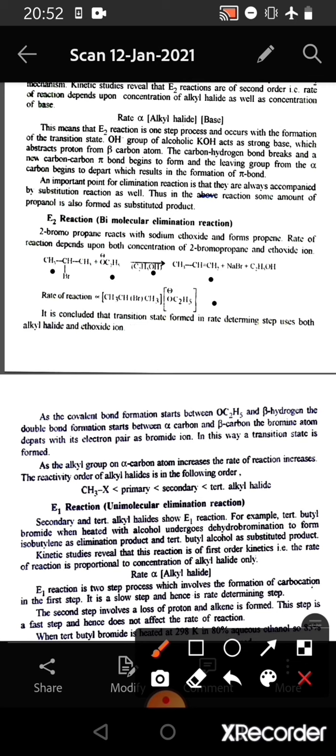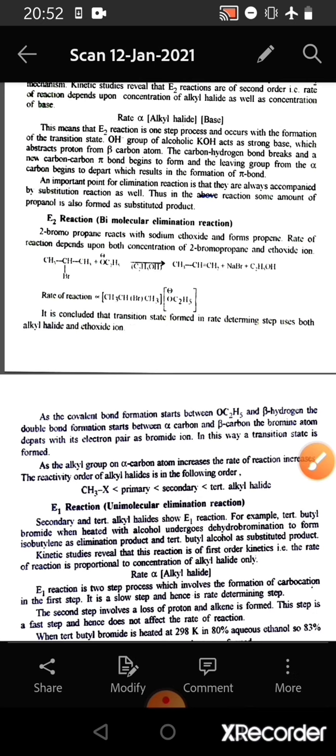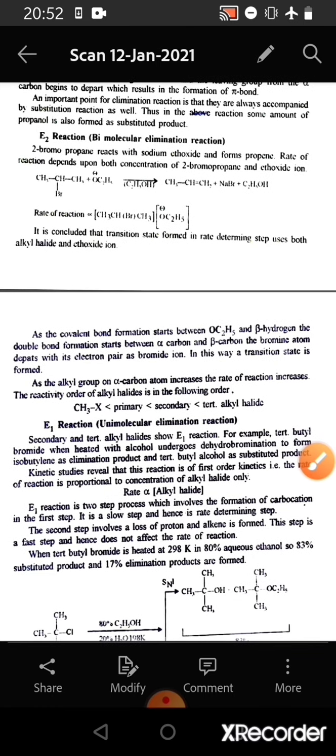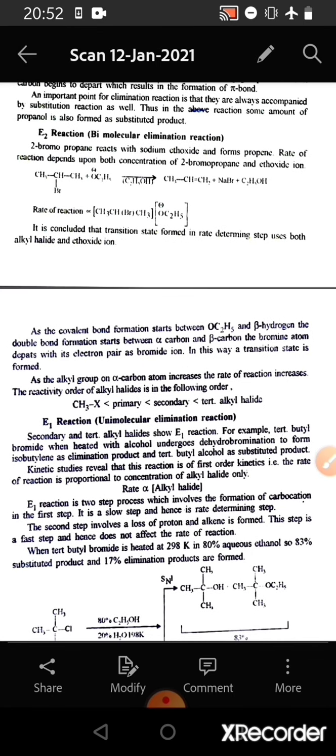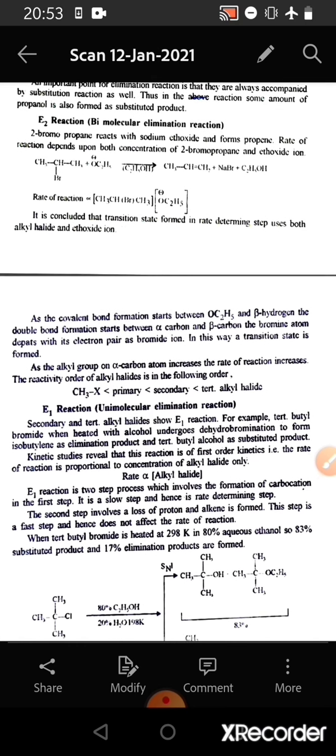rate of the reaction is given by the concentration of the isopropyl bromide and also the concentration of the ethoxide ion. That is, the rate of the reaction depends upon the concentration of the 2-bromopropane and also on the concentration of the ethoxide base. So it is concluded that the transition state formed in the rate determining step uses both alkyl halide and ethoxide ion.